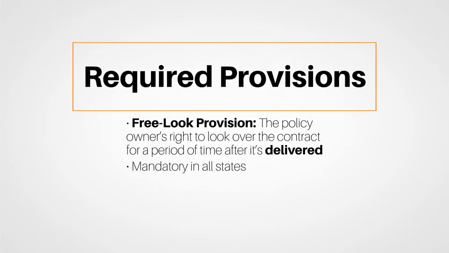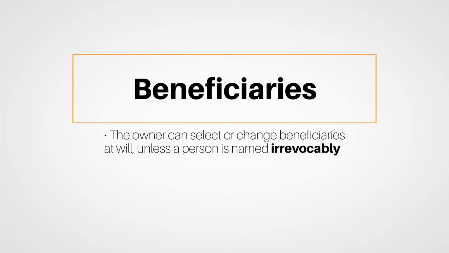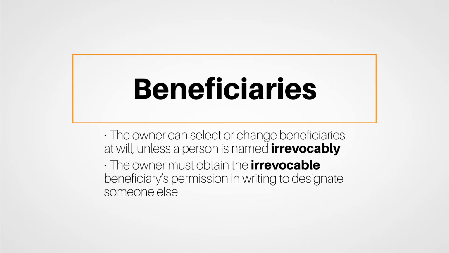We looked deeply into beneficiaries and how the owner selects and can change beneficiaries at will, unless a person is named irrevocably. In that case, the owner must obtain the irrevocable beneficiary's permission in writing to designate someone else.